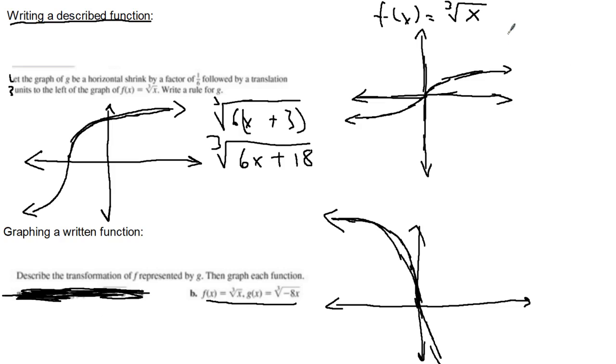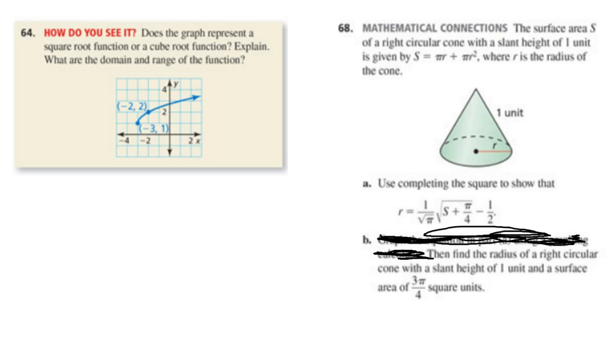Now I already told you this is the cube root function. It accepts negatives, but this function doesn't accept negatives, so it looks more like a square root function. The domain of this graph is from negative 3 to infinity, and the range of this graph is from 1 to infinity. There you go. That's the domain, and that's the range.